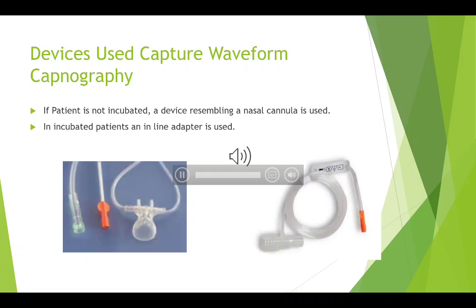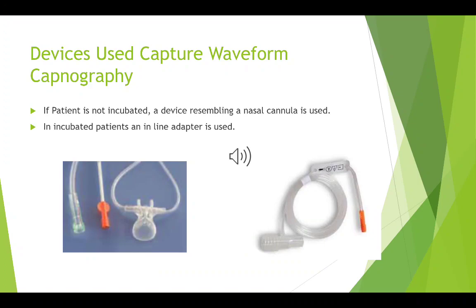There are two devices that are commonly used in capturing waveform capnography. We have the one on the left that's basically a nasal cannula. You hook it up to the side of your monitor, you zero it out before you place it on the patient, and it also has a connection for your oxygen cylinder. Then we have the one on the right, which goes in between the bag valve or your vent circuit and the ET tube or your supraglottic airway, and it's an inline adapter.